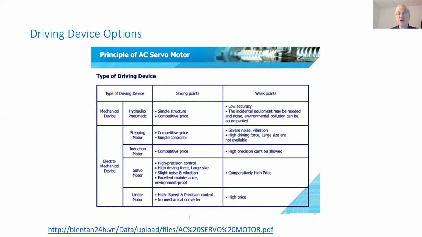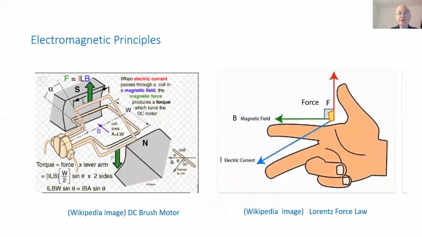The servo motors are mostly common in mechatronics applications, industrial mechatronics. They have high precision control, high driving force. They have good vibration control and noise control, excellent maintenance and environmental proof, and also linear motors, which are similar to rotary motors by driving linear actuators.